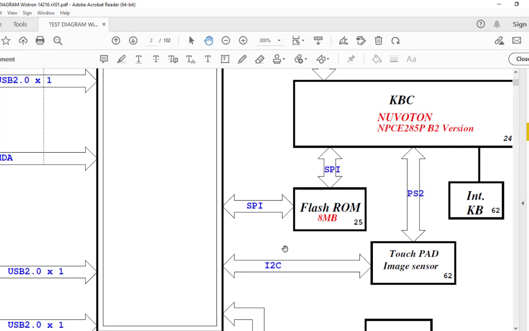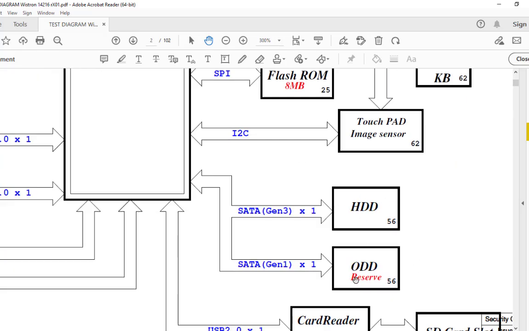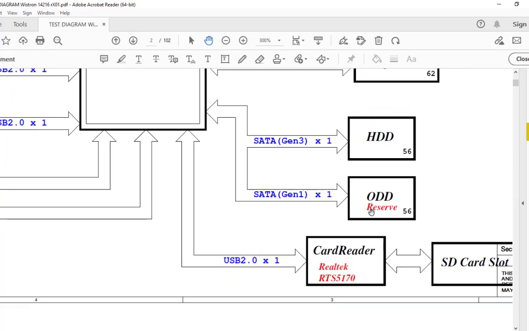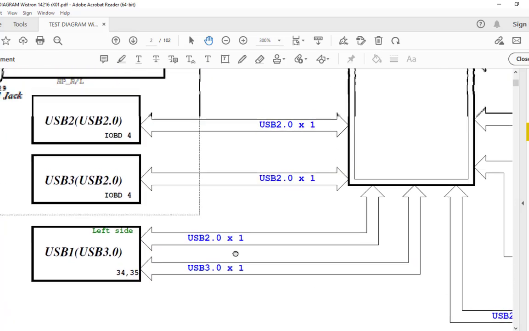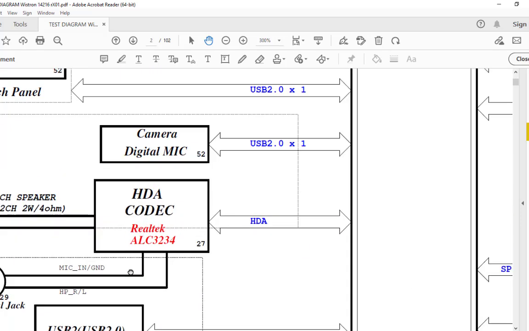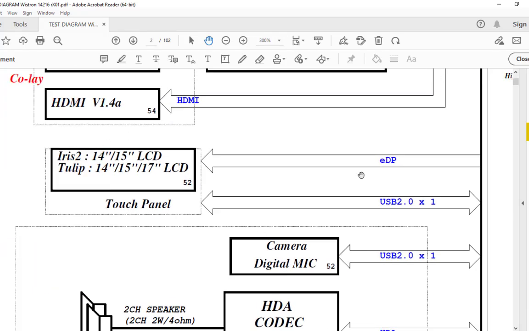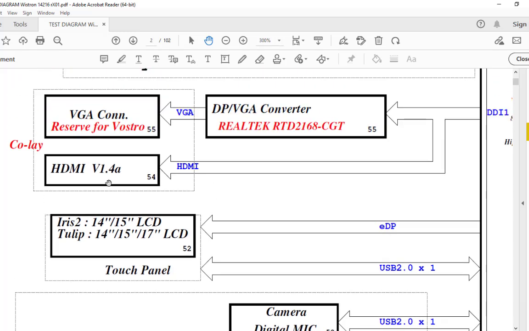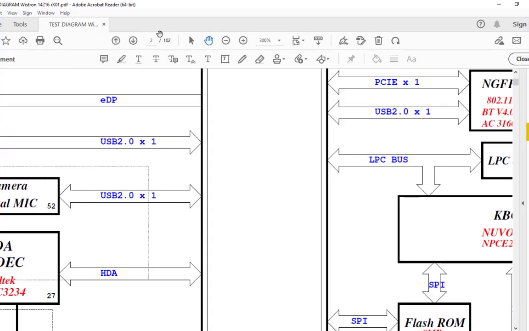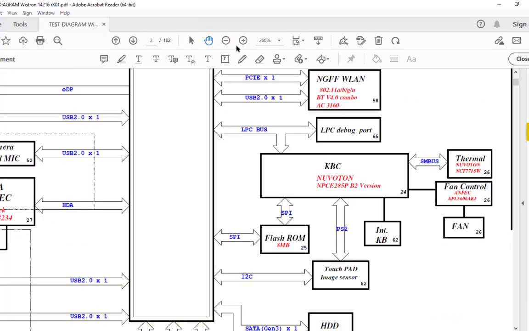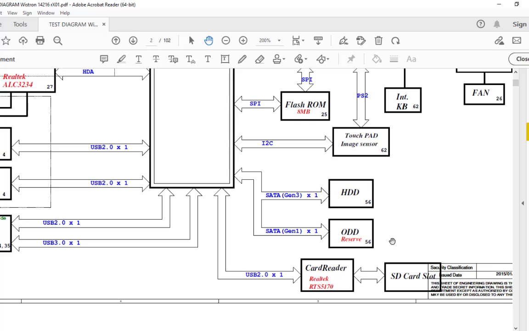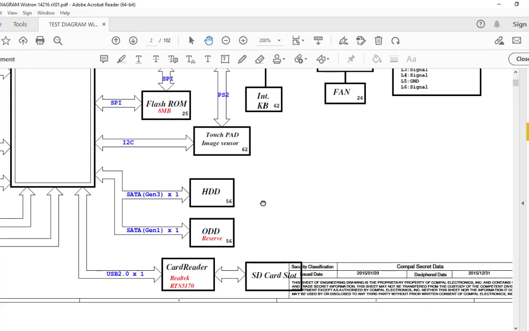Okay, it's like that. Then there are other components like the hard disk, then the optical drive, then the card readers, and USB 3, then USB 2. Then here is the display eDP, enhanced display port, that is on page number 52. Then the HDMI at page number 54. Then the VGA on page number 55. So these are the different ports connected to the different components, like the CPU's components.